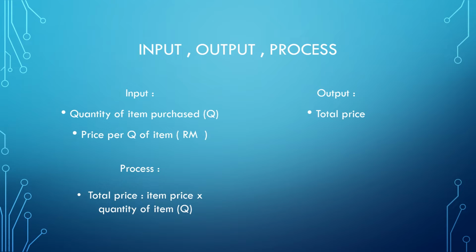For input, output, and process, it will be divided into three. Firstly, the input: the quantity of item purchased and the price per quantity of item. Secondly, the process: the total price can be found by multiplying the item price and the quantity of item. And lastly, the output: the total price.